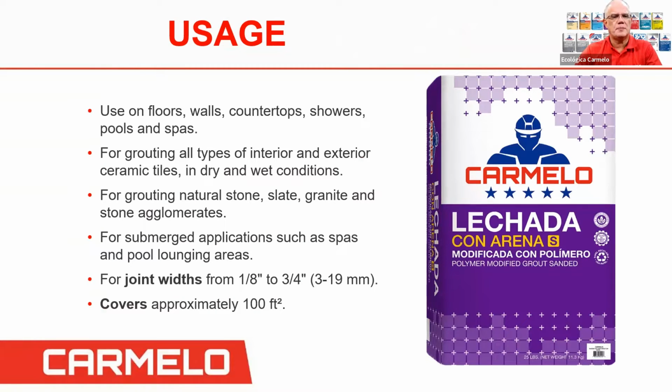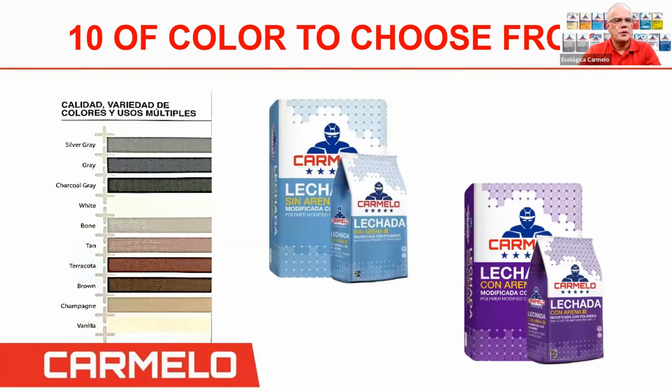And again, you can use them in spas and dry and wet areas, interior and exterior. So your joint, you can use them from 1/8 to 3/4 of an inch spaces for those joints. And again, it will cover about 100 square feet per bag. So these are the colors which come in both sanded and unsanded: silver, gray, charcoal gray, white, bone, tan, terracotta, brown, champagne, and vanilla.